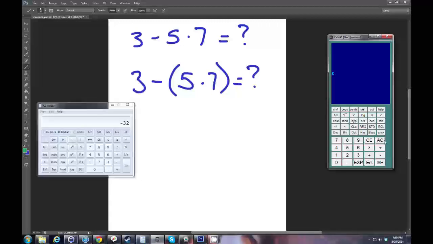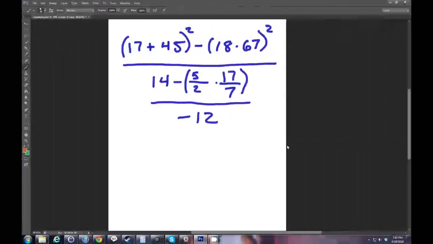Now doing it on an RPN calculator is much the same. You don't really save any time. 3, enter, 5, enter, 7 times minus, negative 32. The RPN stack allows you to avoid using parentheses altogether, and it makes equations like this much easier to do.